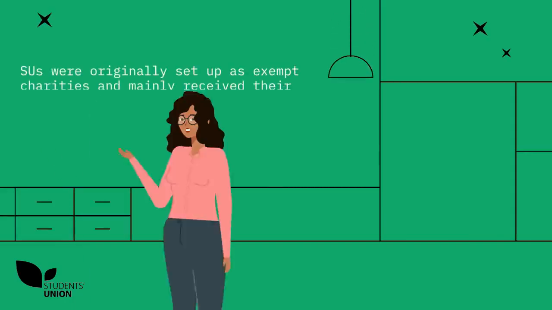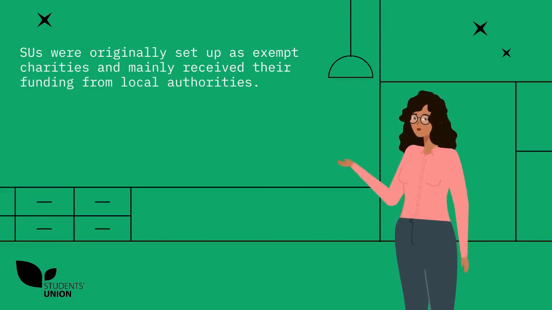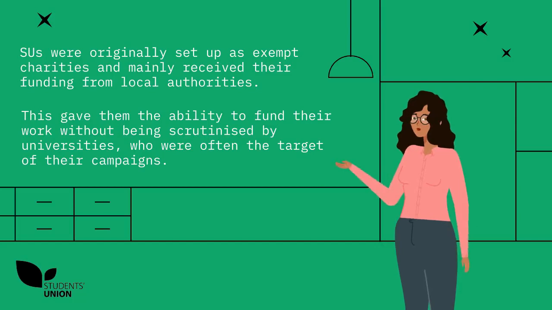SUs were originally set up as exempt charities and mainly received their funding from local authorities. This gave them the ability to fund their work without being scrutinised by universities who were often the target of their campaigns.